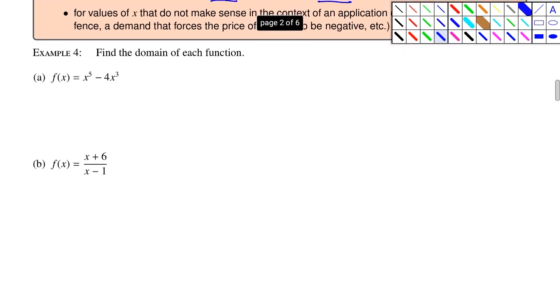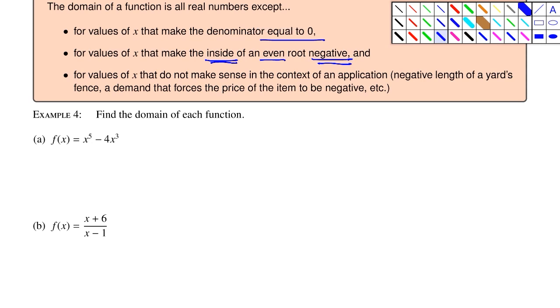Let's look at example number 4 and find the domain of each function. Part A says f of x is equal to x to the 5th minus 4x cubed. So if I go back and look at my criteria here, the question is, do I have any denominators that could possibly be equal to 0? Well, I don't have any denominators at all. So we're okay there, no denominators. And then the second one is, do I have any even roots, square root, fourth root, etc., that could possibly be negative? And the answer is no, no roots. So we're good to go, and our domain is all real numbers.